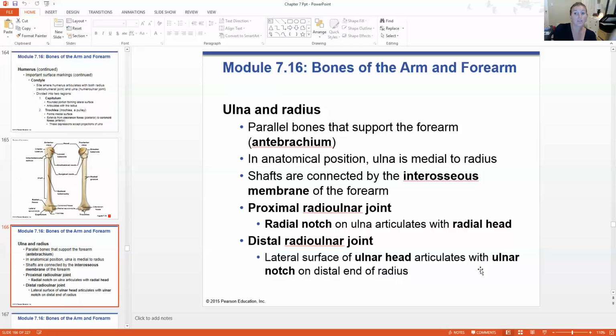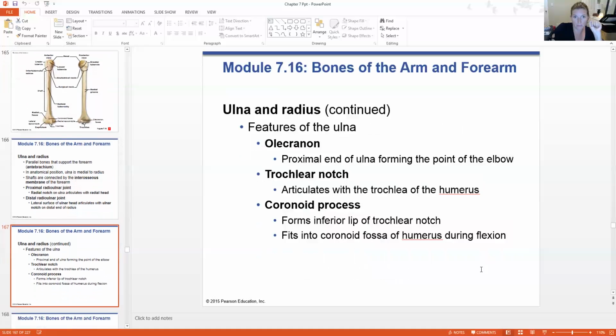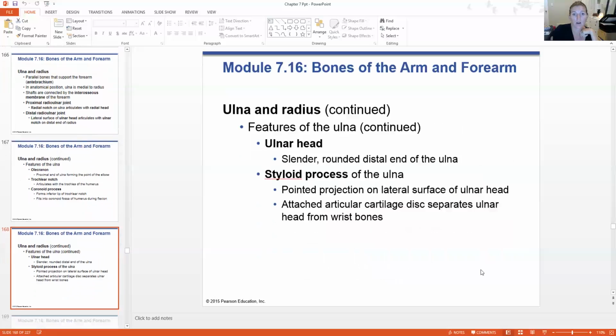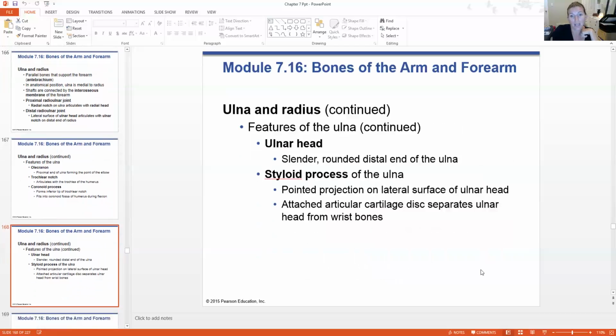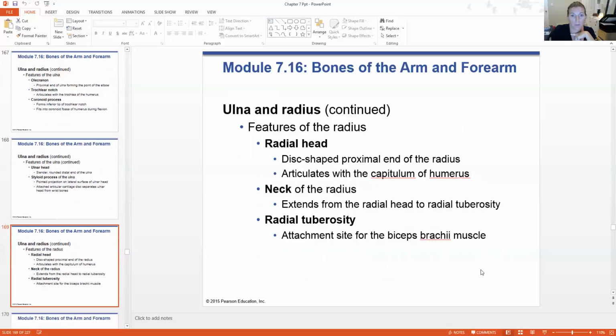The ulna is medial to the radius because your thumbs are facing out, your palms are forward. There's an interosseous membrane between the two shafts of these long bones. There's a proximal radial ulnar joint, a distal radial ulnar joint. So there's two joints between these two bones. The ulna has an olecranon, right? A trochlear notch and a coronoid process, all of which we'll review in lab. An ulnar head and a styloid process of the ulna are also on this bone.